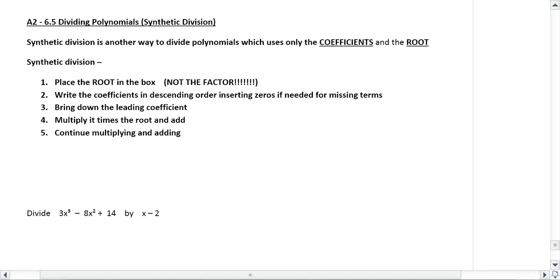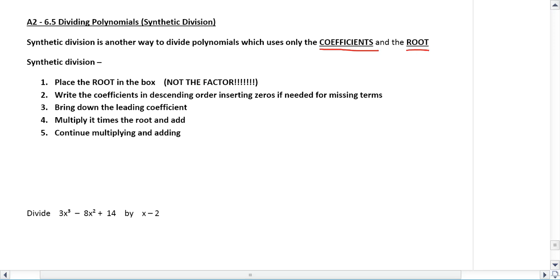This video is for Algebra 2, and this is the second part of Chapter 6, Section 5, Dividing Polynomials. In the first part we did long division. In this part we're going to do what's called synthetic division, and it's sort of a shortcut. It's another way to divide polynomials where we just pull the numbers out of the equation. The numbers are called the coefficients, and then we use the root.